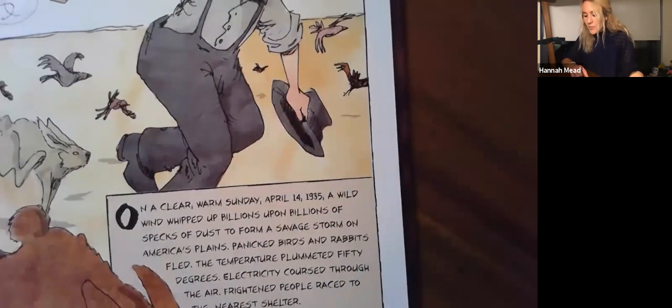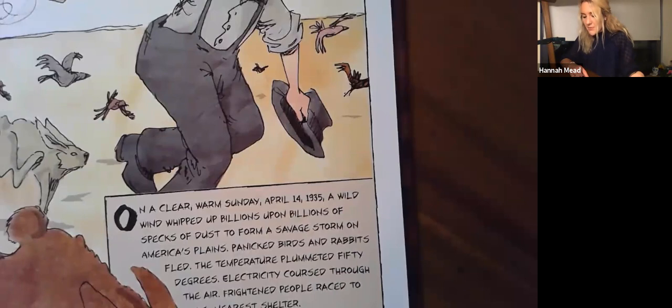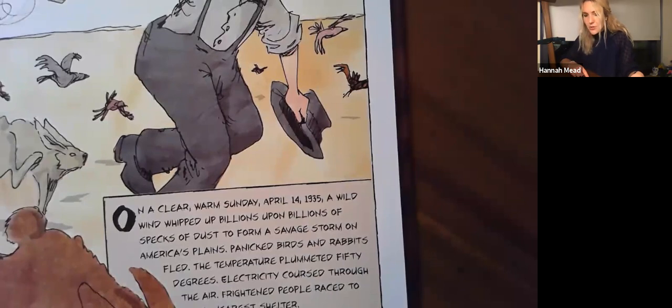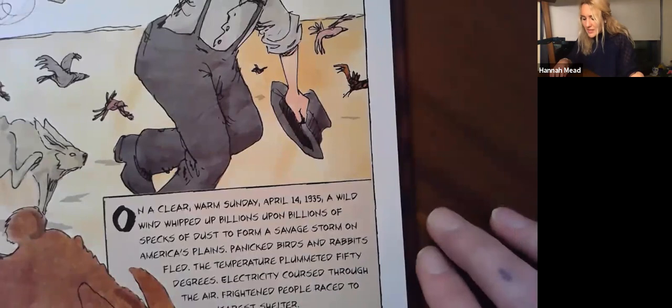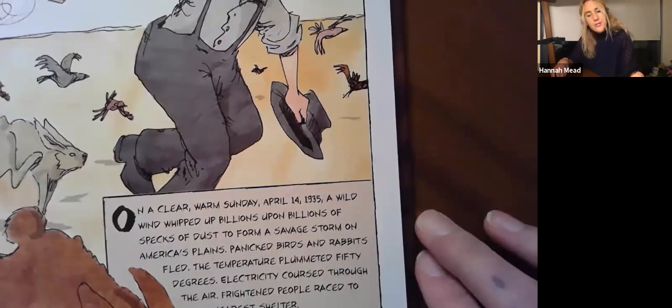On a clear, warm Sunday, April 14th, 1935, a wild wind whipped up billions upon billions of specks of dust to form a savage storm on America's plains. Panicked birds and rabbits fled. The temperature plummeted 50 degrees. Electricity coursed through the air. Frightened people raced to their nearest shelter. But the story of the Black Sunday monster started much, much earlier.